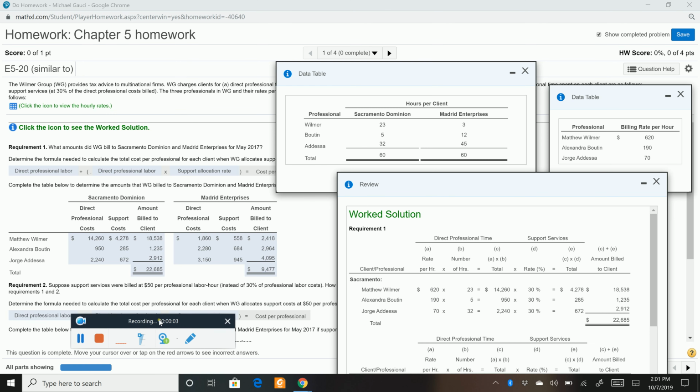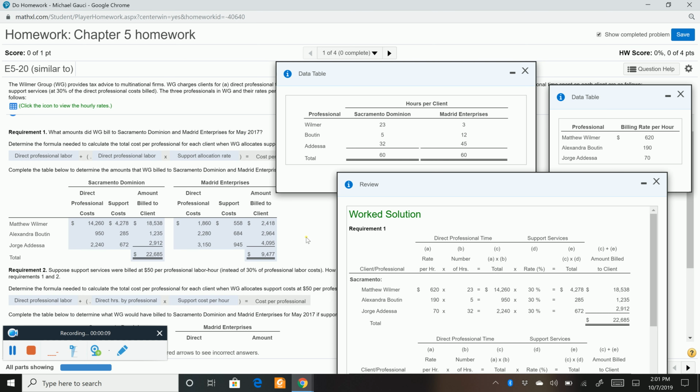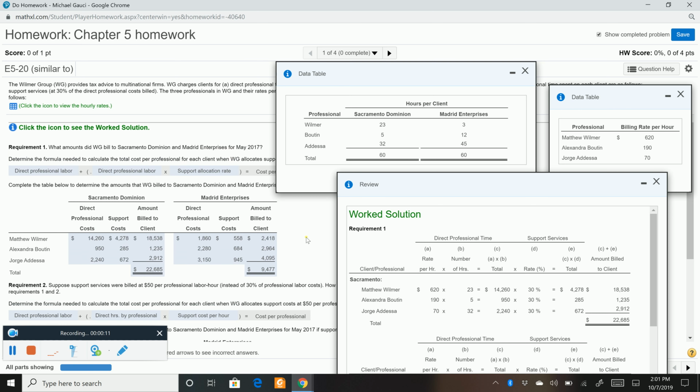Hello everyone. In this recording we're going to take a look at some of the homework problems in Chapter 5. Remember, the whole idea of Chapter 5 was to discuss a new method to allocate costs, the cost being the indirect overhead, to the individual jobs. This is called activity-based costing. And so this first homework problem is actually a little warm-up.